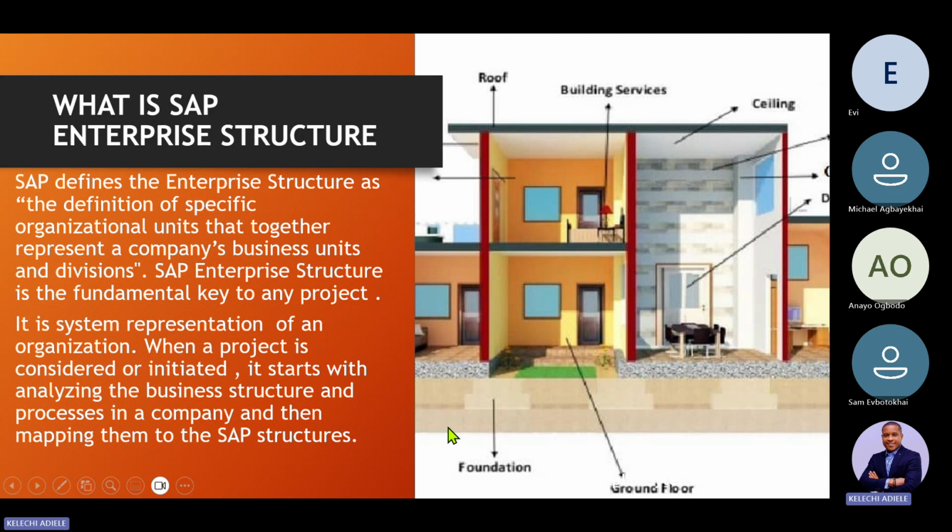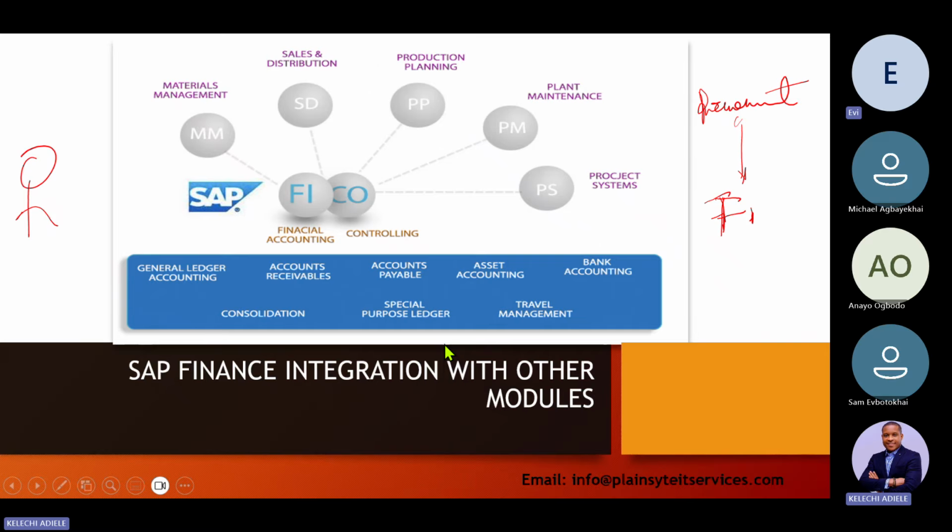Now, we have talked about the concept of integration. Go ahead, Evie, briefly. Yeah, just briefly, you mentioned when it comes to the modules here, there was something I saw, the plant maintenance. Is it specifically for SAP alone or what?